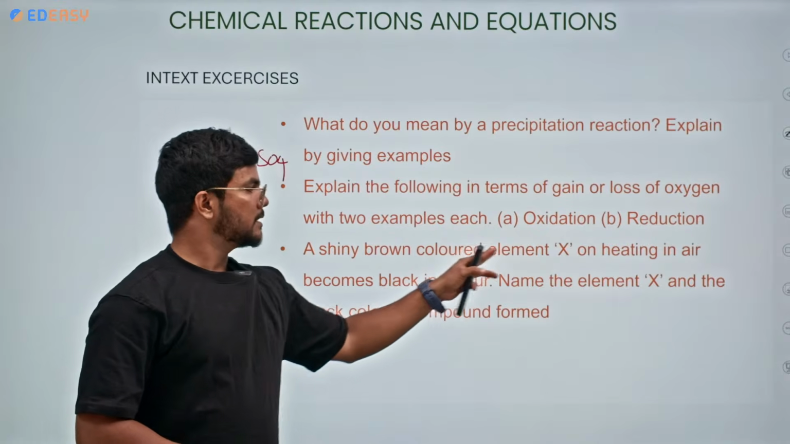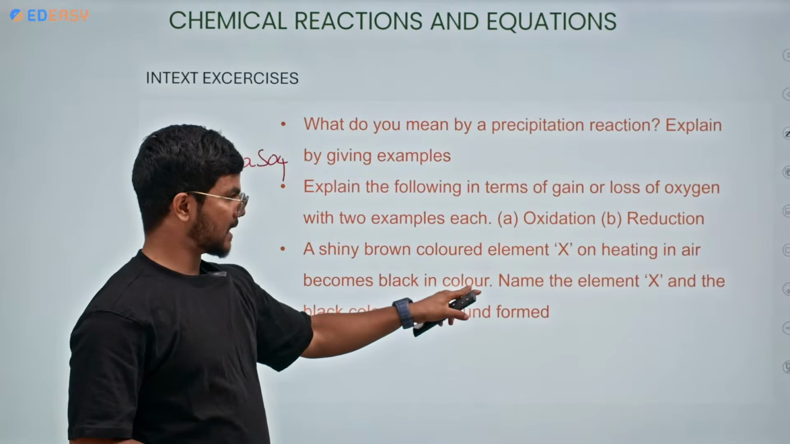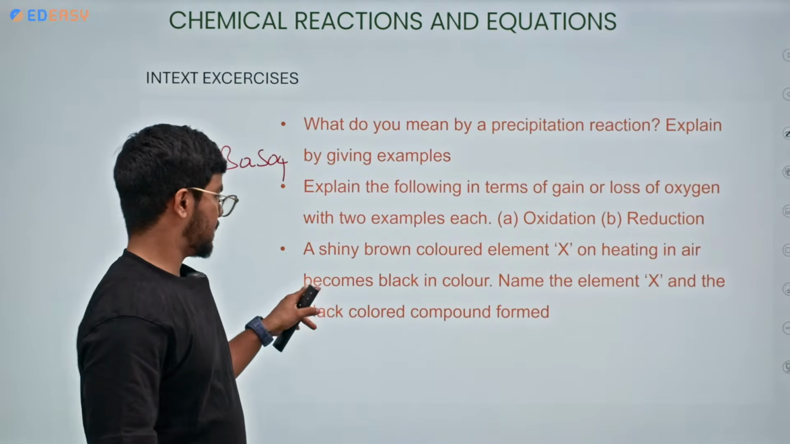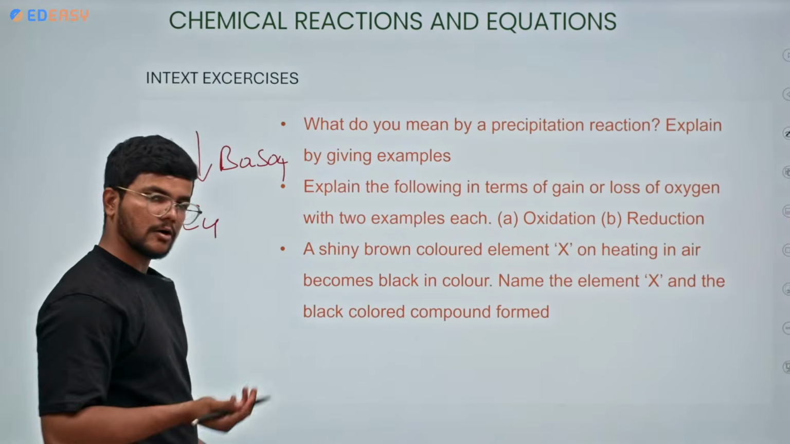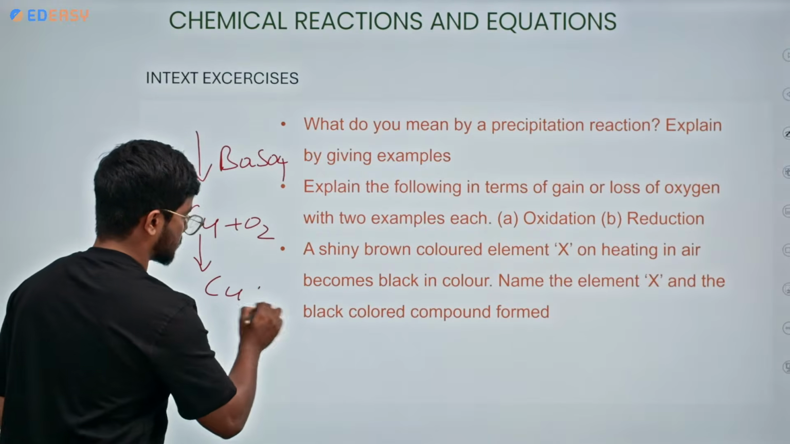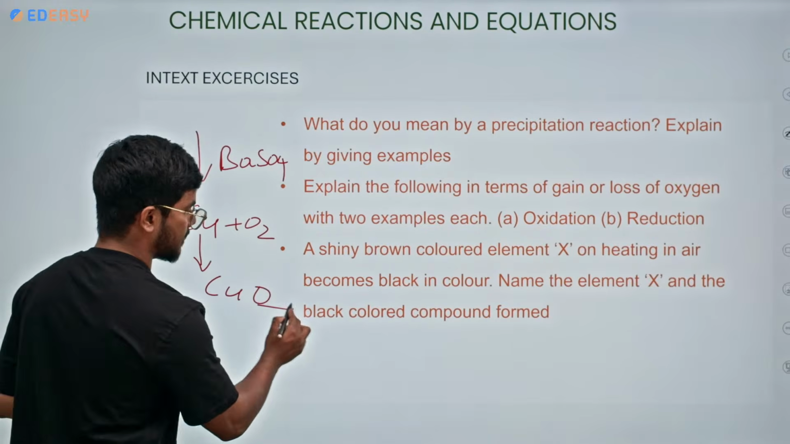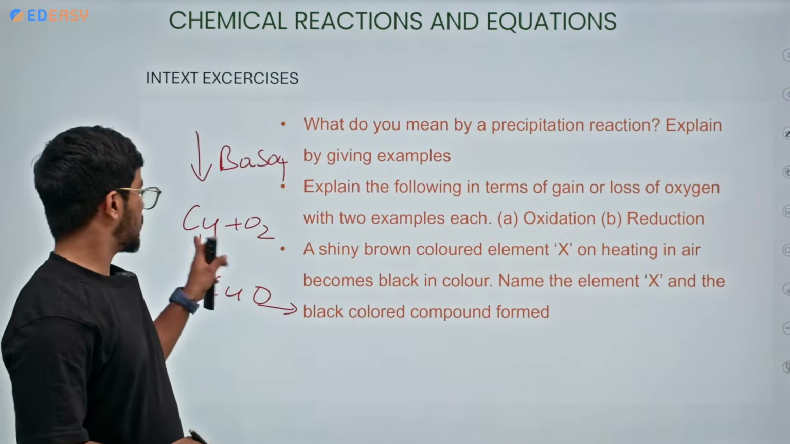A shiny brown element X, when heated in the presence of air, becomes black in color. So that is nothing but copper. Shiny brown means copper. When it is heated in the presence of oxygen, it gives copper oxide. That black color is nothing but copper oxide. So the name of that element will be copper.